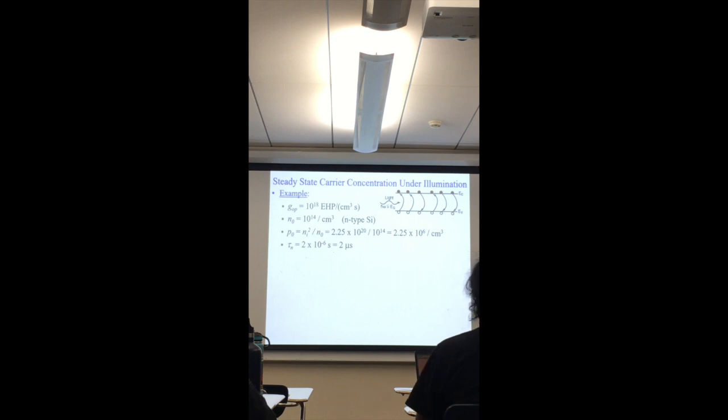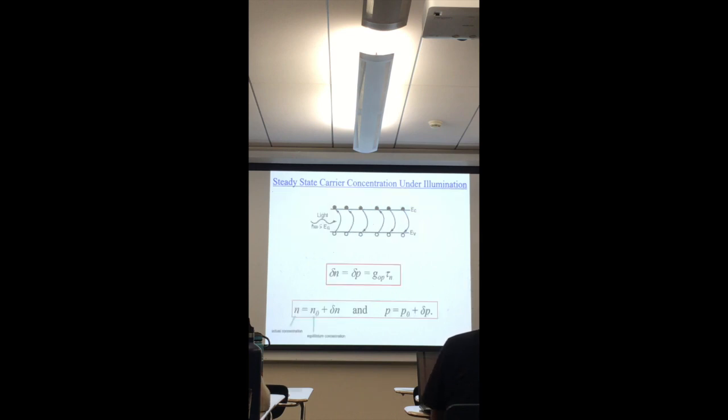And also we know the recombination lifetime tau. Let's try to calculate the steady state or the actual carrier concentration under this illumination. So to do that, what's the first step? What's the equation we need to use? So basically we want to use these equations. So what's the first step?